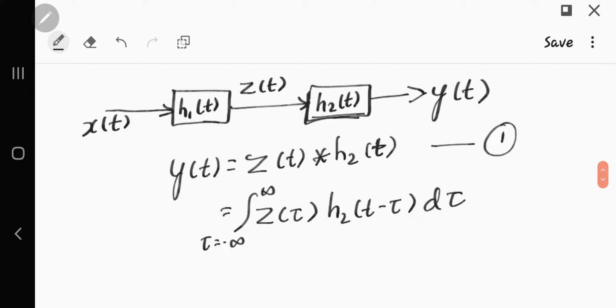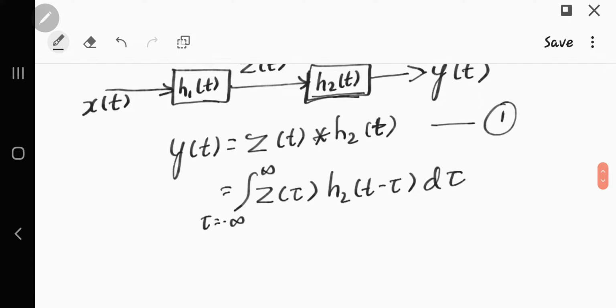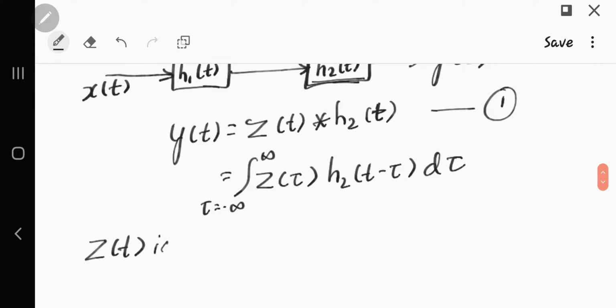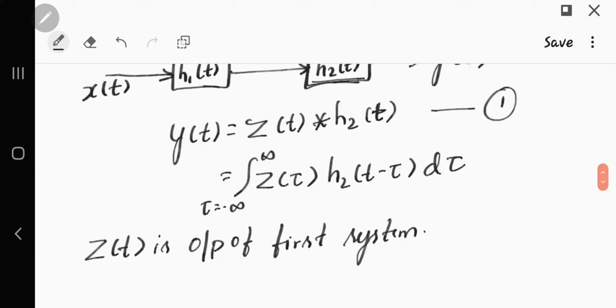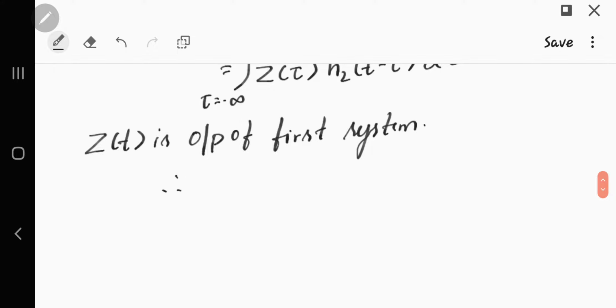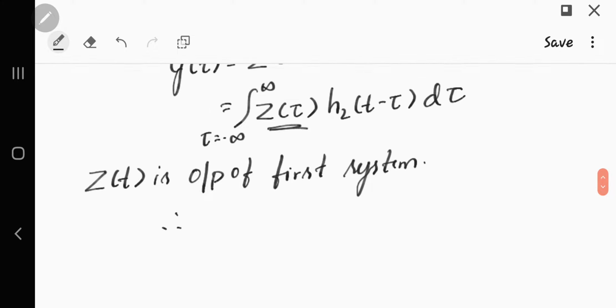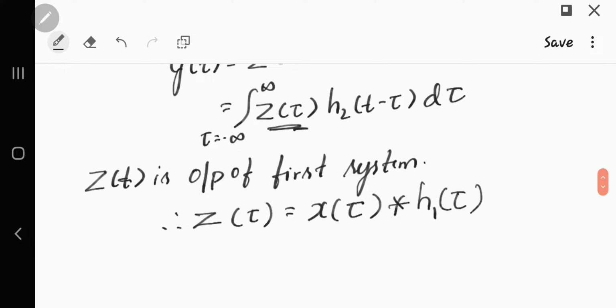Now, here you can say z of t is obtained by the convolution of x of t and h1 of t, that is the output of the first system. So, what is z of t here? z of t is the output of the first system. Therefore, since we have z of tau, instead of writing twice, I will just express this in terms of tau only. z of tau can be written as x of tau convolved with h1 of tau.